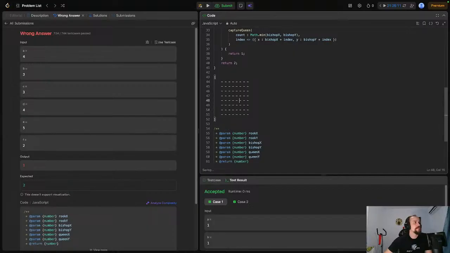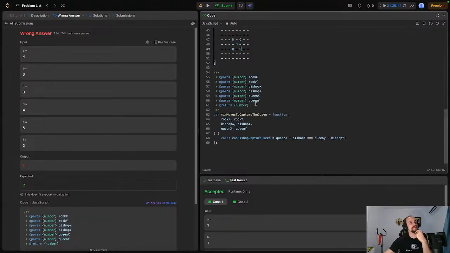So basically what I'm saying is the queen is capturable here. So the difference between these two needs to be equal. If you go too far up and not far enough over, then you're not on the same diagonal.